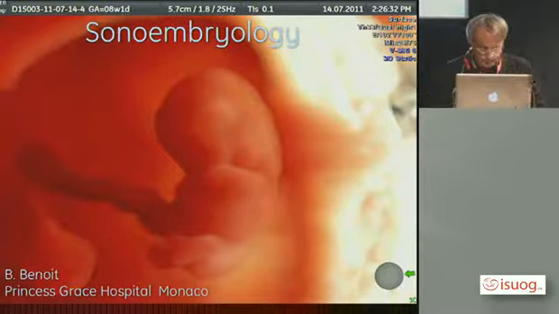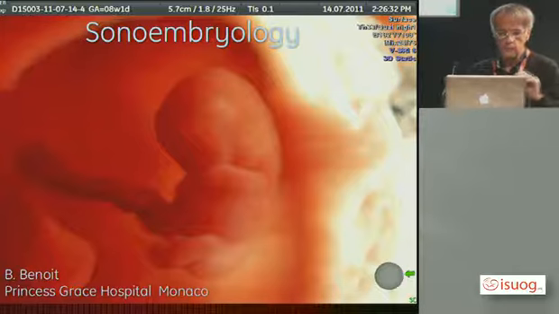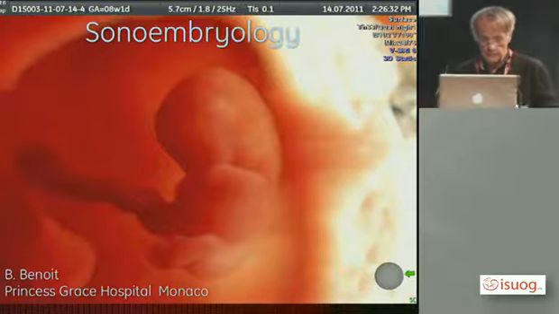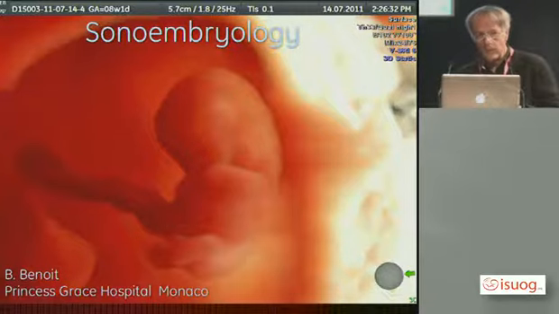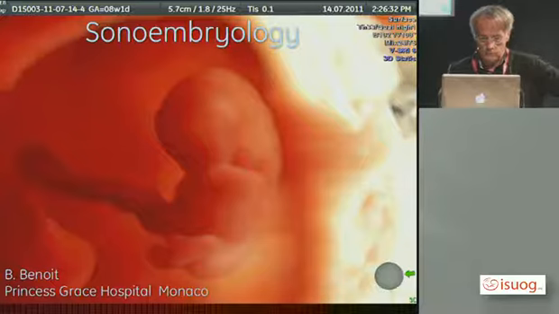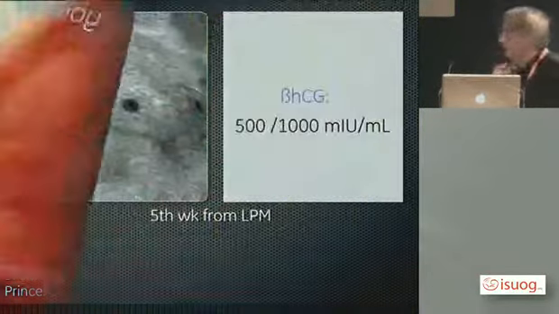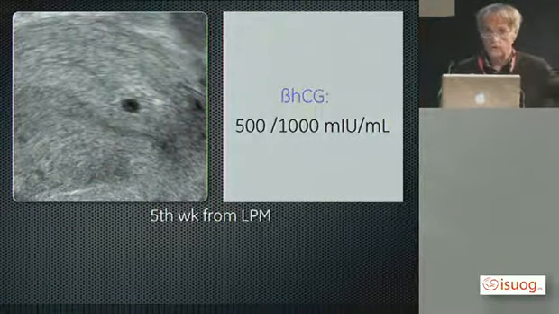Good morning. So my first topic is on the early stage of pregnancy, embryology, and all the malformations that we can see before 10 weeks of pregnancy. First, when is it possible to see the gestational sac?